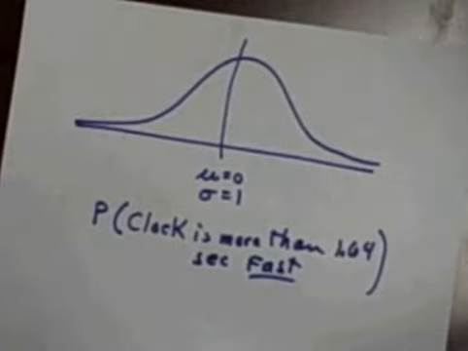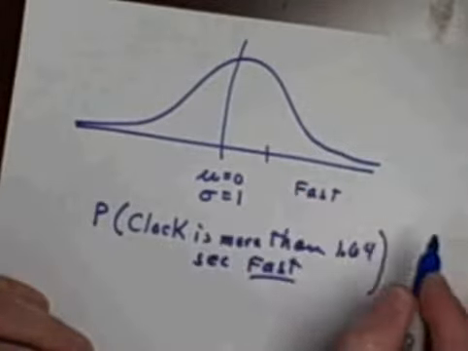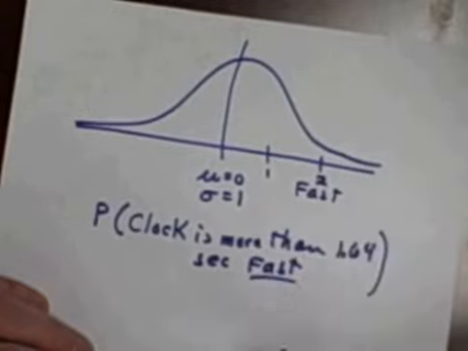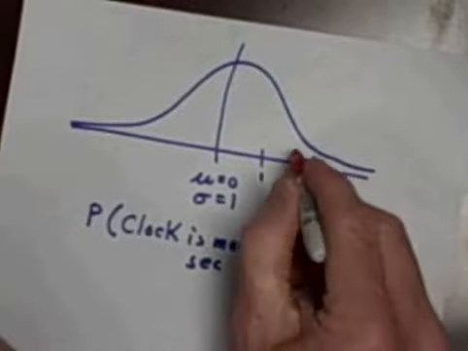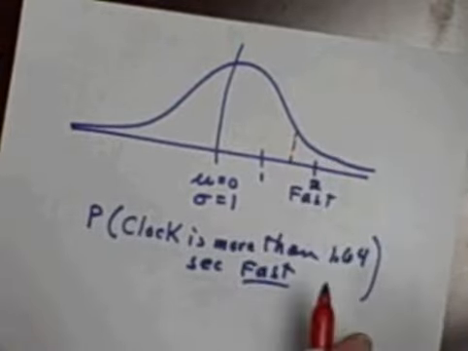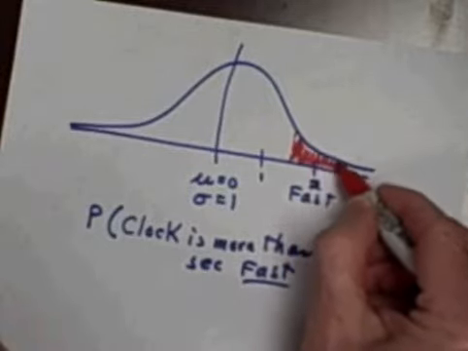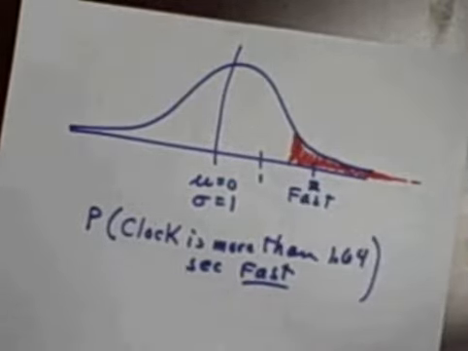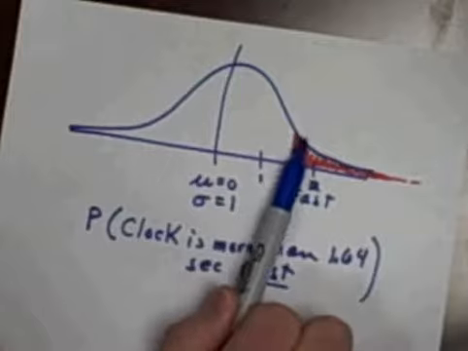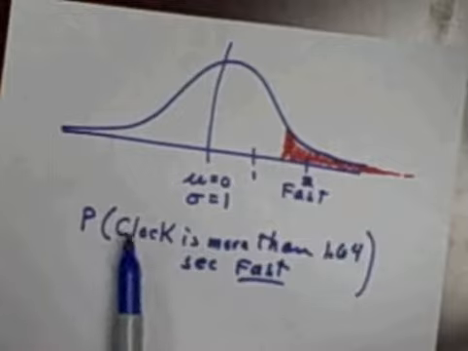Well, what are we talking about on here? If I know fast is over on this side, and if I put in my standard deviation markings, that's 1, 2, well, 1.64 as a boundary line is approximately right in here. So if I'm talking about the clocks that are more than 1.64 seconds fast, I'm talking about this area under the curve over here. How much area is that under the curve? What percent of the area have I shaded in red? Whatever percent I've shaded in red will be the probability.